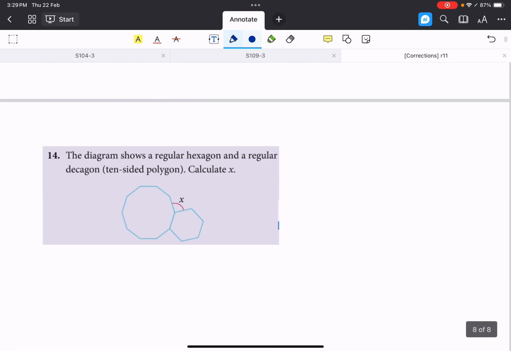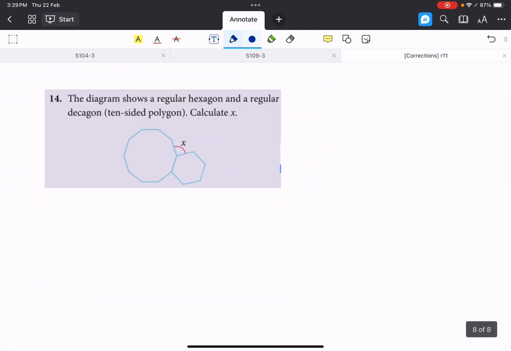And we have one more question to practice. So here we have a hexagon, which is a 6-sided shape, and a decagon, which is a 10-sided shape, right? So what we can do is we need to find this angle, which is one of the interior angles of the decagon, and this angle over here, which is one of the interior angles of the hexagon, right? So we go, interior angle of, let's find the hexagon first. Hexagon, right? So this will be the sum, which will be (6 minus 2) times 180 degrees divided by 6, right?